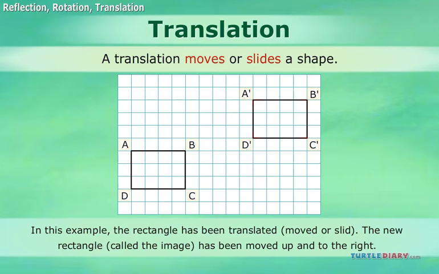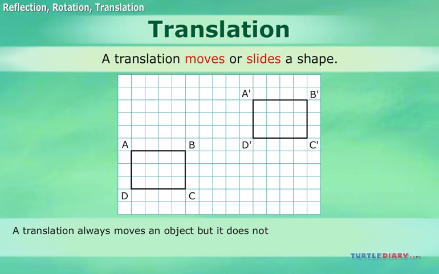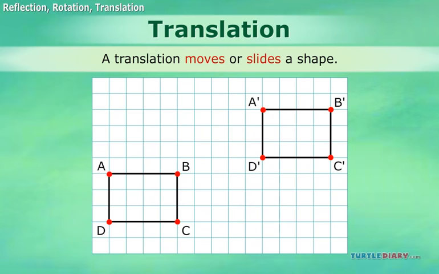The new rectangle, called the image, has been moved up and to the right. A translation always moves an object, but it does not turn it, flip it, or change its size. Each point is moved the same exact distance and in the exact same direction. In our example above, each point was moved 9 spaces to the left and 4 spaces up.